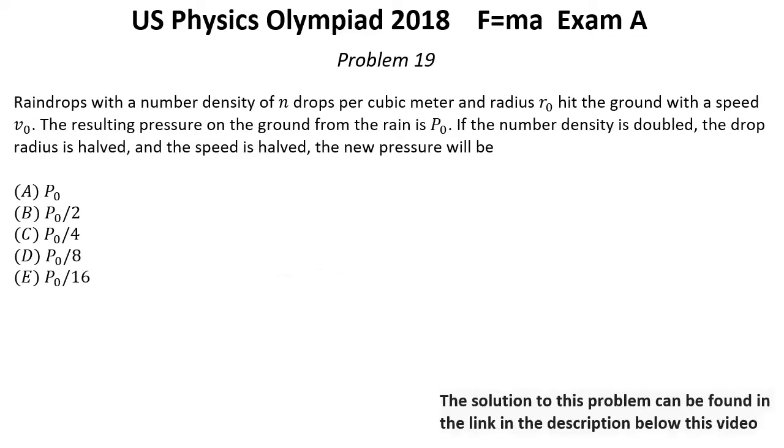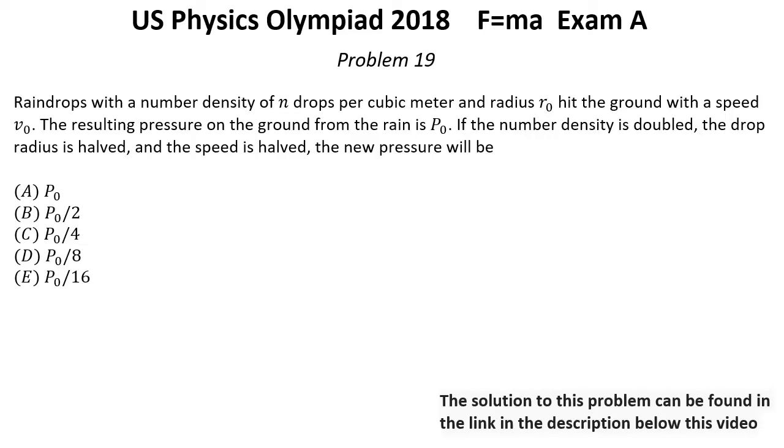Problem number 19. Raindrops with a number density of n drops per cubic meter and radius r0 hit the ground with a speed v0. The resulting pressure on the ground from the rain is p0. The number density is doubled, the drop radius is halved, and the speed is halved. The new pressure will be the next one. Solution for problem number 19.